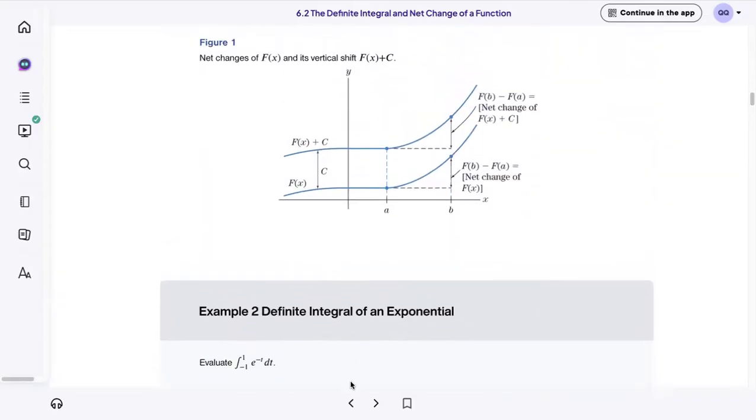So this picture is showing what's going on there, right? So f of b minus f of a. So each one in between, that's the net change.